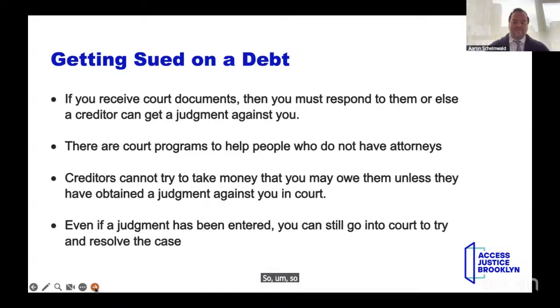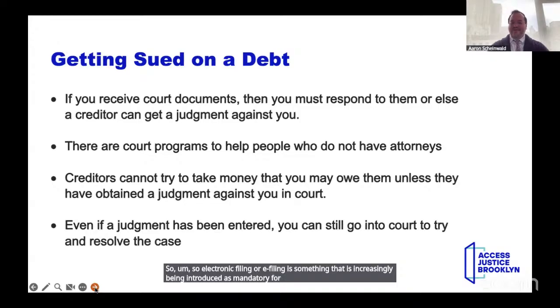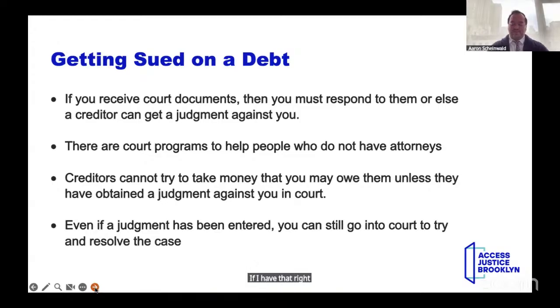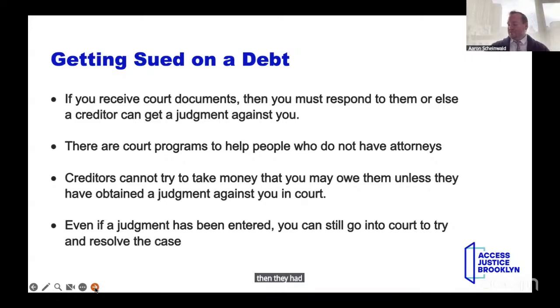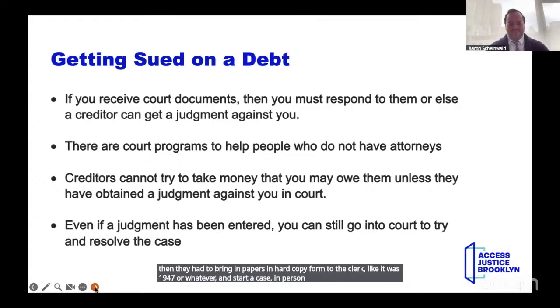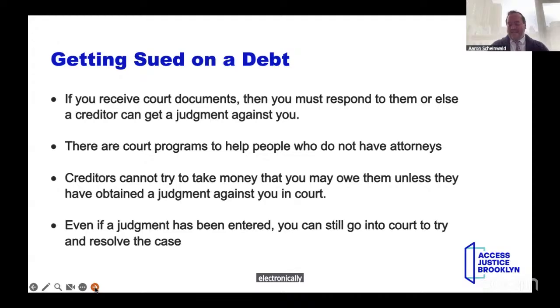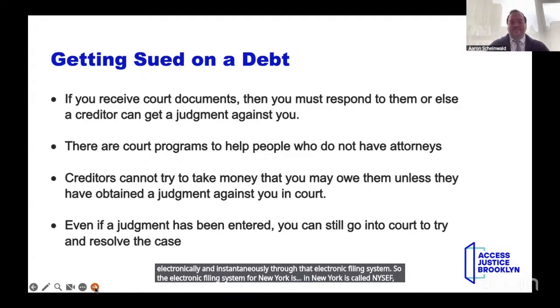So electronic filing, or e-filing, is something that is increasingly being introduced as mandatory for non-pro se litigants in courts across the state. As of August, if I have that right, for example, there is mandatory e-filing for plaintiffs in consumer credit cases in civil court. It used to be, up until August of last year, that if Bank of America wanted to sue you, they had to bring in papers in hard copy form to the clerk like it was 1947 or whatever and start a case in person like that. Now almost all of these things can be done electronically and instantaneously through the electronic filing system. The electronic filing system for New York is called NYSCEF, New York State Courts Electronic Filing.